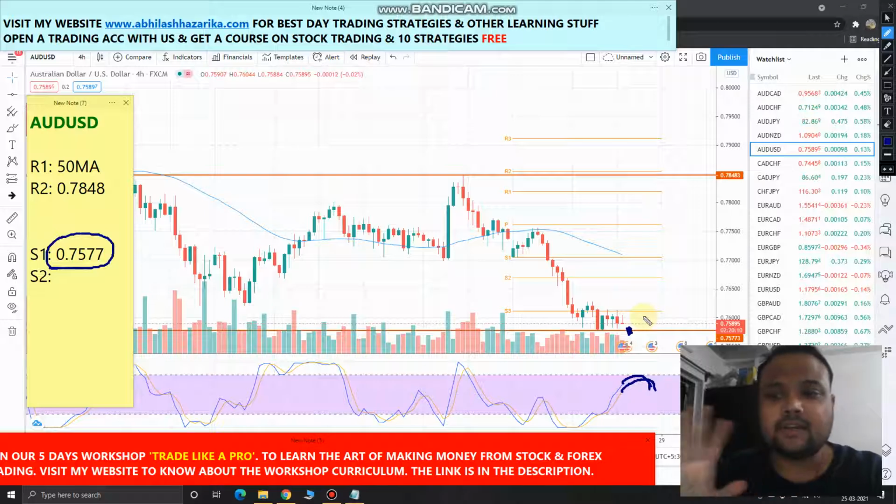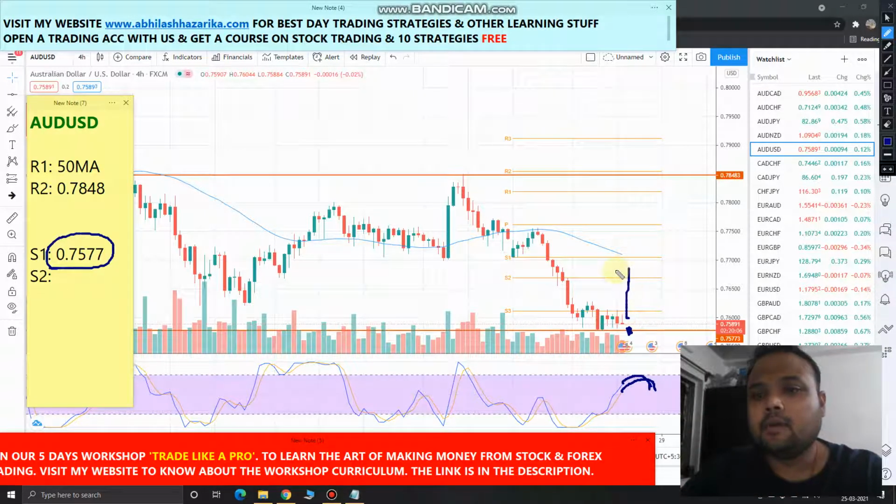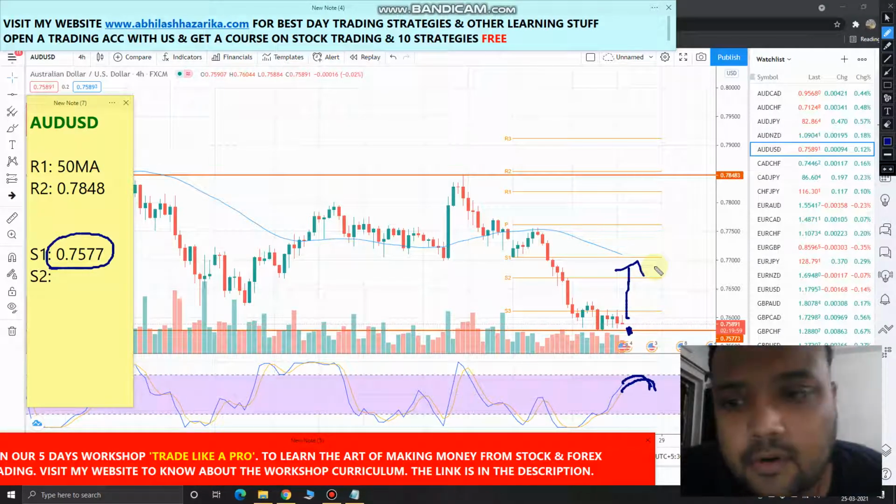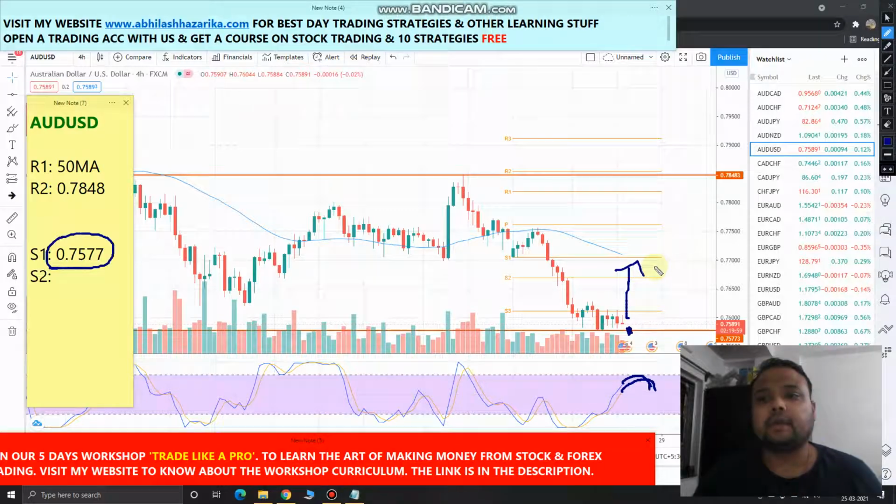And the first and the best strategy is wait for the market to go up and reverse from the 50 moving average. So these are the two strategies that you can follow for Australian dollar, US dollar. Okay, so hopefully you have understood.